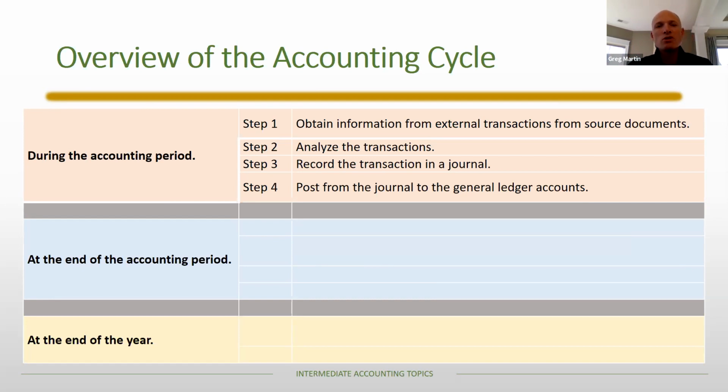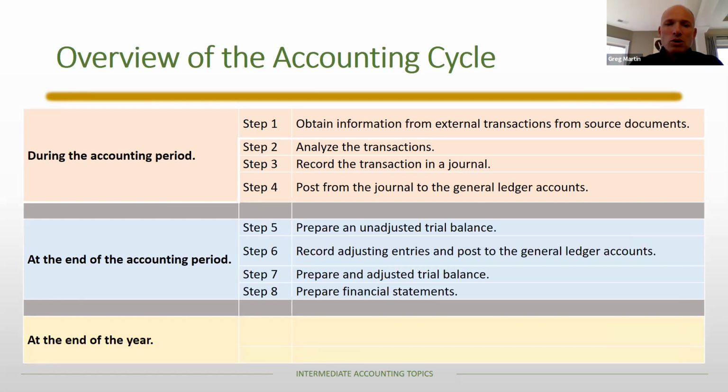Then once you come to the end of an accounting period, again, for illustrative purposes, we're going to do this every month for our lecture. So at the end of the month, at the end of the accounting period, you have 4 additional steps. Now, I do think there was a typo in your notes in step 5. I think in step 5 in your notes, I may have said adjusted trial balance. I don't know if somebody can verify that that was a mistake, but it should read unadjusted trial balance.